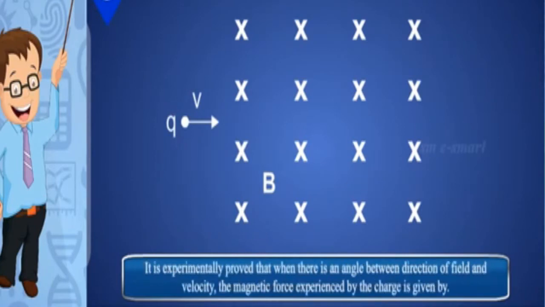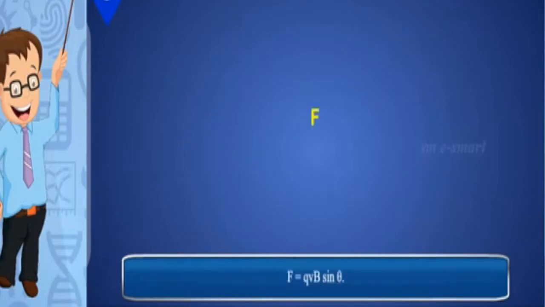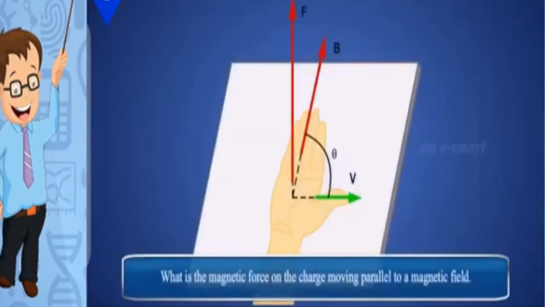It is experimentally proved that when there is an angle between direction of field and velocity, the magnetic force experienced by the charge is given by F equals QvB sin theta. What is the magnetic force on the charge moving parallel to a magnetic field?